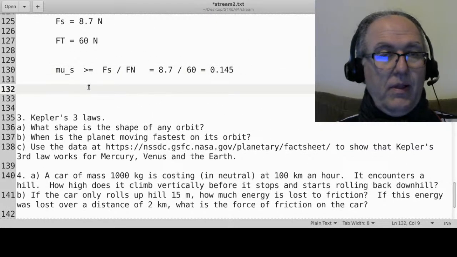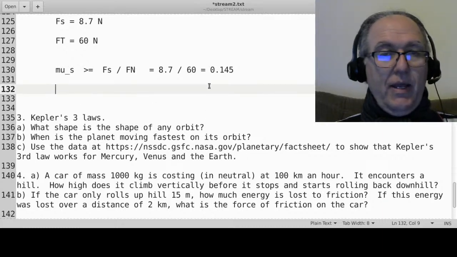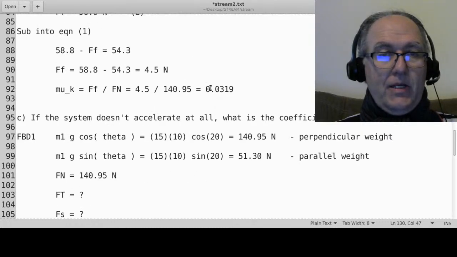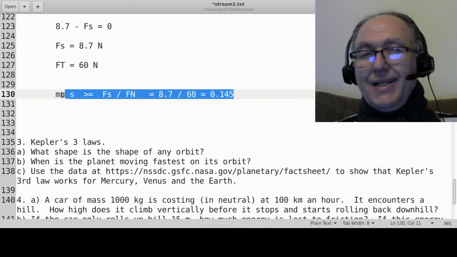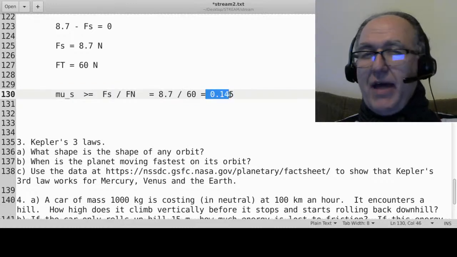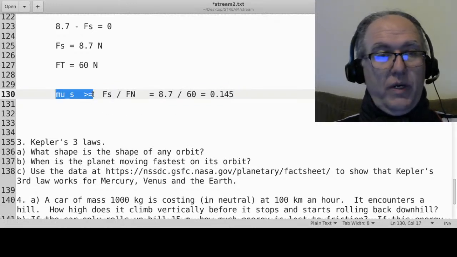Sorry, my paste didn't work. Okay, sorry about that. But you can see here, this is 0.145, and this one was 0.0319. Now, again, that isn't the value of static friction. That's the minimum value of static friction. Whatever the real value is, must be bigger.